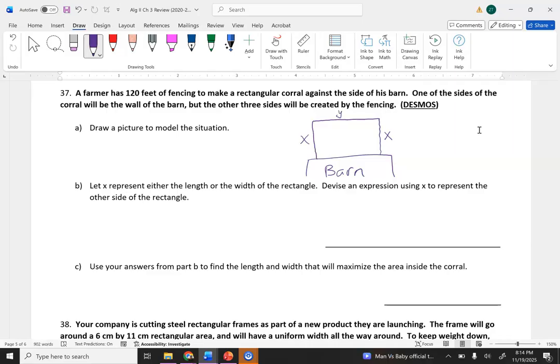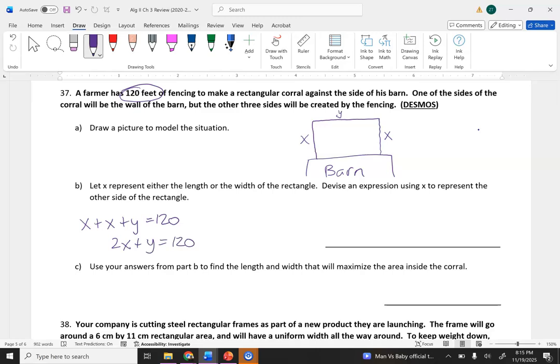This is something that we learned in the first chapter: being able to use another relationship that exists in order to change one variable into another variable. Here's the relationship we know. The farmer has 120 feet of fencing. So the three sides of this corral, the X, the Y, and the other X, have to equal 120 feet of fencing. So X plus X plus Y has to equal 120, which means 2X plus Y equals 120.